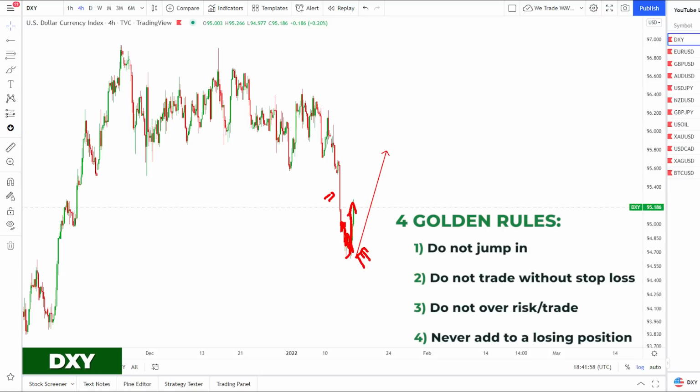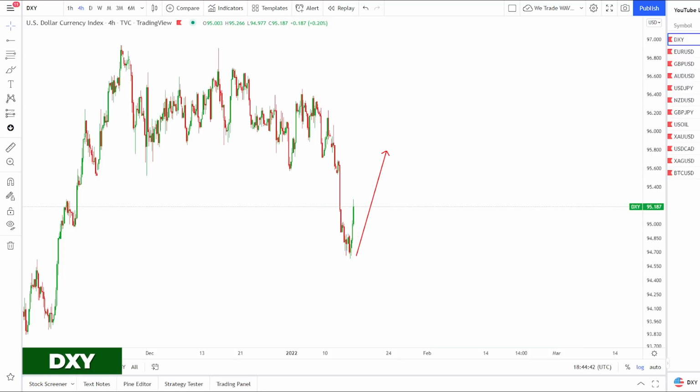We really hope, guys, none of you got in this buy without using a stop loss or by adding to losing positions once the market started to fall, or you over-risked. Because this is a great example regarding do not jump in, use a stop loss, do not add to a losing position, and regarding overtrading as well. Alright? Now, after this drop, market started to push up.